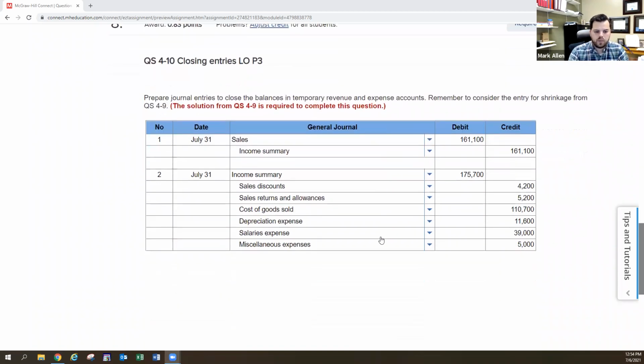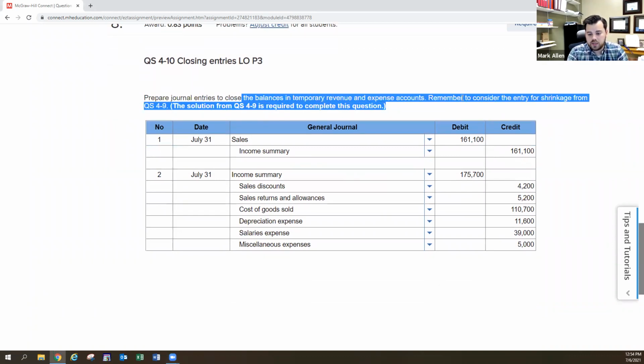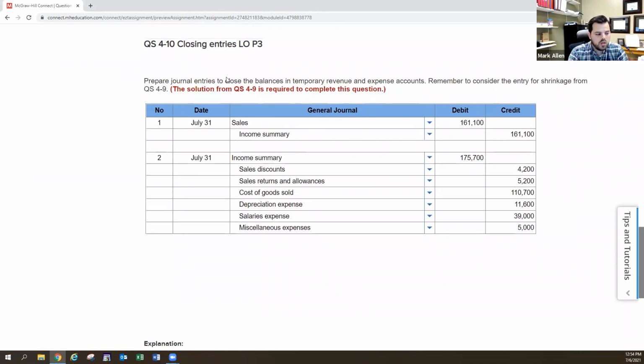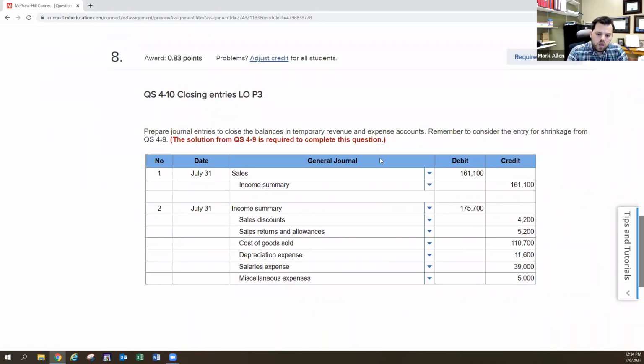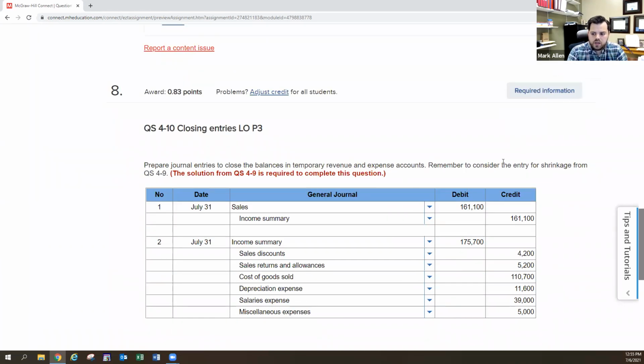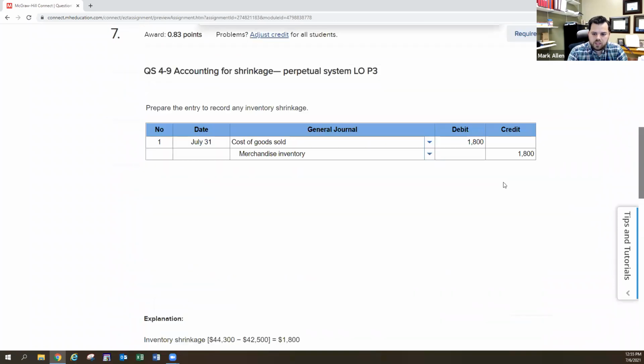We are now on to number 8. Here in number 8, they tell us to close the balances in temporary revenue and expense accounts. Remember to consider the entry for shrinkage from 4-9. So what we find then, and let's see if we can get this to pop up nicely for us.